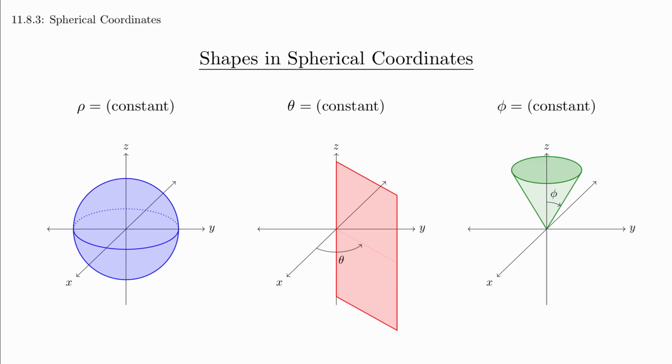Lastly, if you take phi to be a constant, you get a cone. As phi gets larger, the cone opens more widely. When phi equals pi over 2, you actually just get the xy plane. And then larger values of phi give you a cone in the negative z direction. You should try to visualize what curves you get when you hold two of the variables to be constant. If you can do that, then you should have a good understanding of how the spherical coordinate system works.